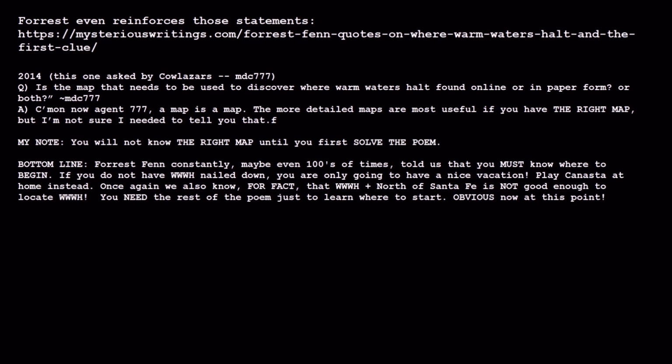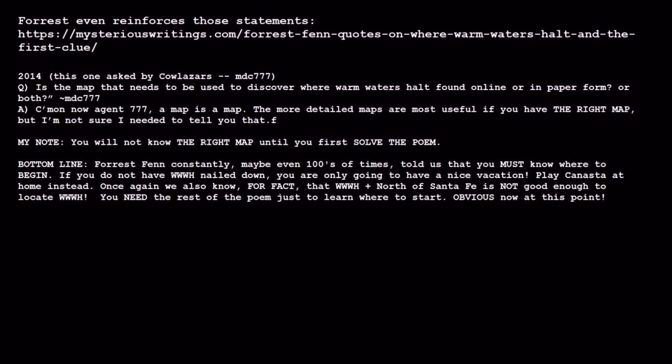This one was actually asked by Cal Lazars, who went by the handle MDC777 on Chase Chat. So in 2014, Mike asked Forrest, is the map that needs to be used to discover where warm waters halt found online or in paper form, or both? Forrest Fenn responds, come on now, Agent 777. A map is a map. The more detailed maps are the most useful if you have the right map. But I'm not sure I need to tell you that. F. My note: you will not know what the right map is until you solve the poem.